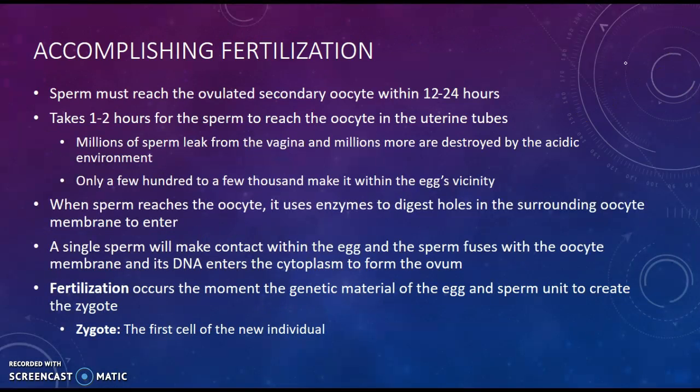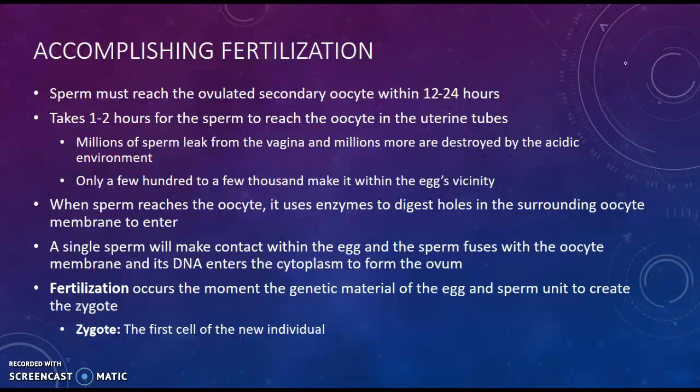So to accomplish fertilization, that sperm has to reach that oocyte. And like I said, the book says 12 to 24 hours, but my OBGYN told me that they're now thinking it's even up to 72 hours, which is kind of interesting. It's going to take 1 to 2 hours for the sperm to reach the oocyte in the uterine tubes. And really, when ejaculation occurs, millions are going to be destroyed by the acidic environment of the vagina, and millions are going to leak out, which only leaves a few hundred to a few thousand that are even going to make it to the egg.